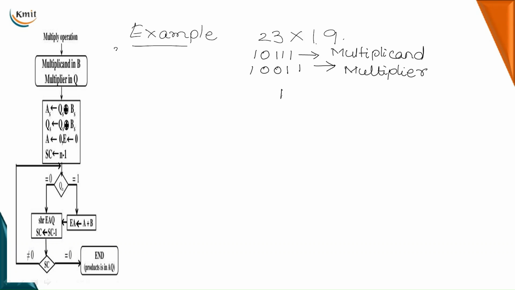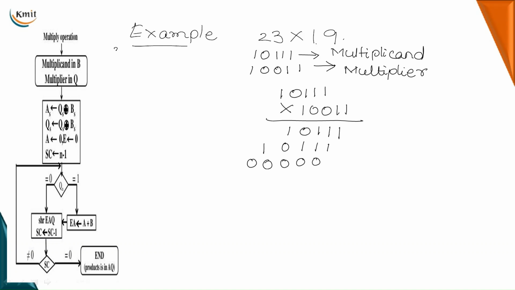So if I multiply this 1 0 1 1 1 into 1 0 0 1 1. Since the first bit is 1, I am going to repeat the multiplicand. Next is also 1, so 1 0 1 1 1 again. Next I have 0, so all zeros. I am copying down all zeros. Next is also 0, so 0 0 0 0 0. Next is a 1, so 1 0 1 1 1. So now I have to add all these partial products to get the actual product.